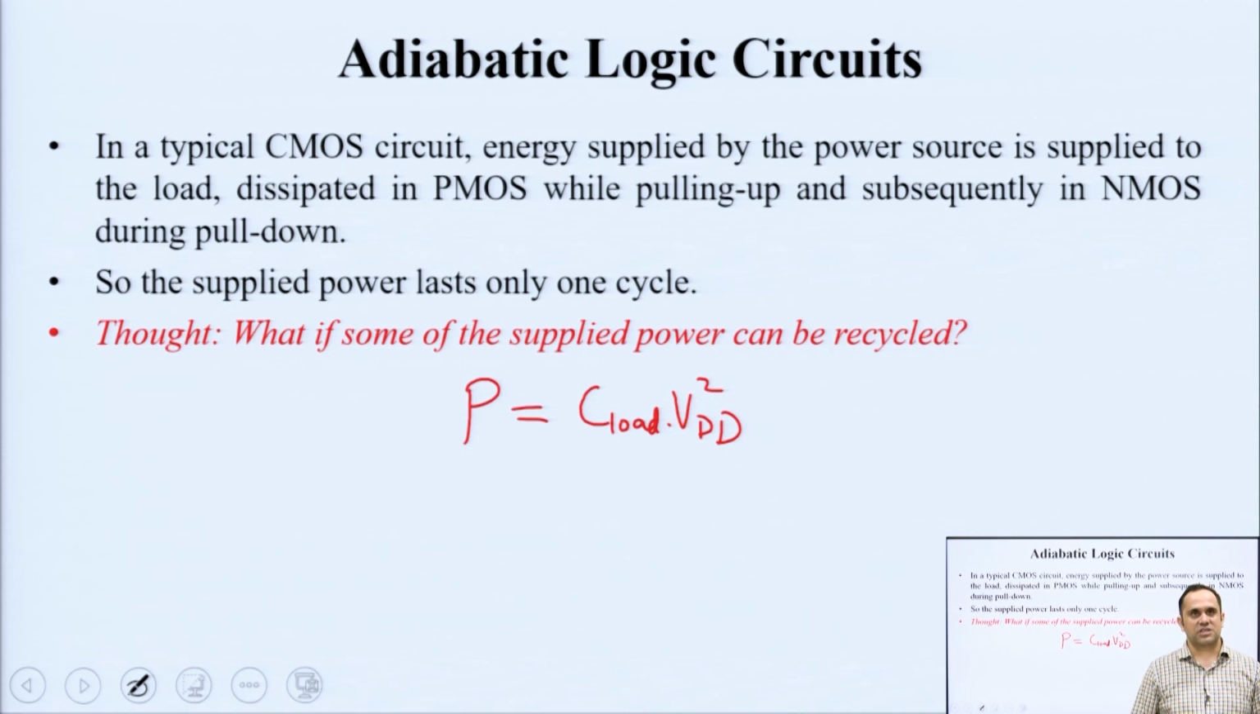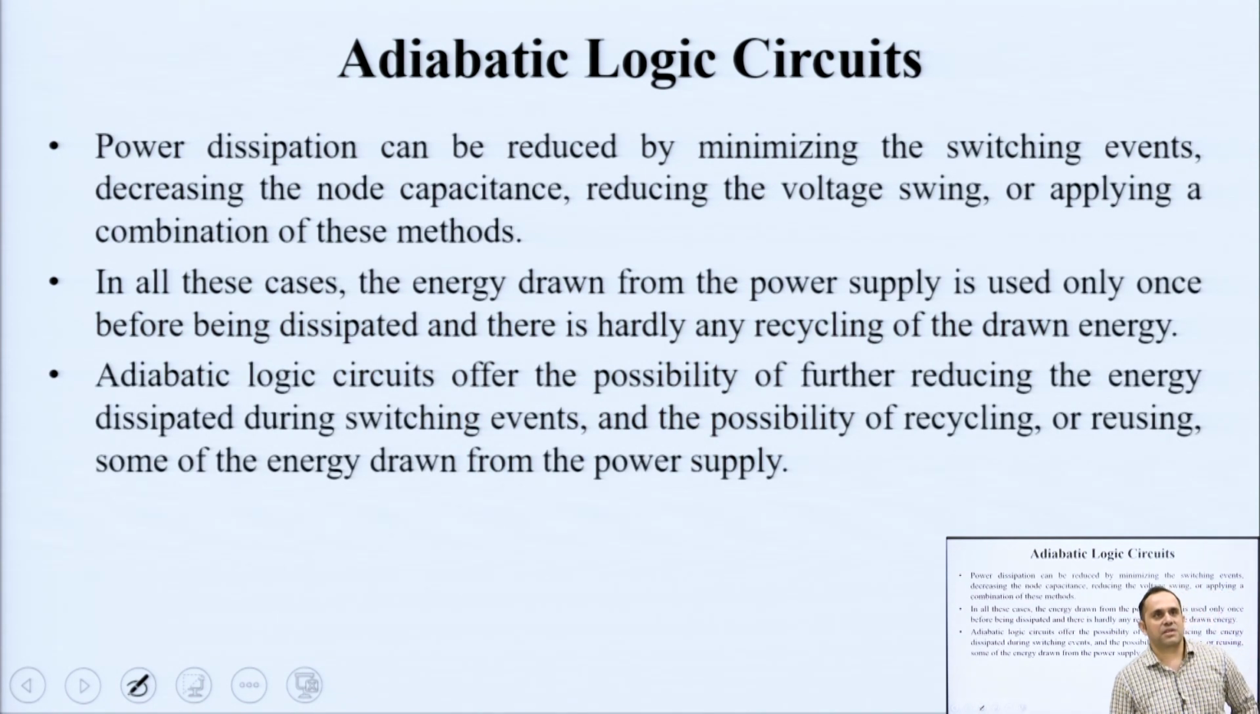Okay. This is the theme, this is the background or the basis for adiabatic logic circuits. So, power dissipation can be reduced if you try to minimize the number of switching events, if you try to decrease the node capacitance. The node can be an internal node, external node, your load capacitance, reduce the voltage swing, or apply a combination of all these methods. In all these cases, the energy which is drawn from the power supply is used only once before being dissipated, but there is no recycling. Okay.